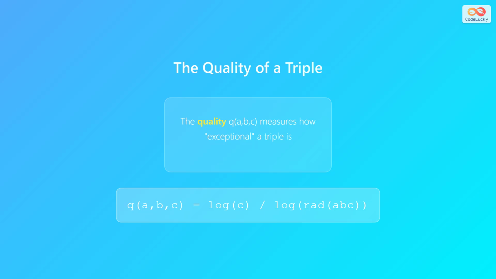To further understand the ABC conjecture, mathematicians define the quality Q of A, B, C, which measures how exceptional a triple is. The quality of a triple A, B, C is defined as the log of C divided by the log of the radical of ABC. The higher the quality, the more exceptional the triple is considered.